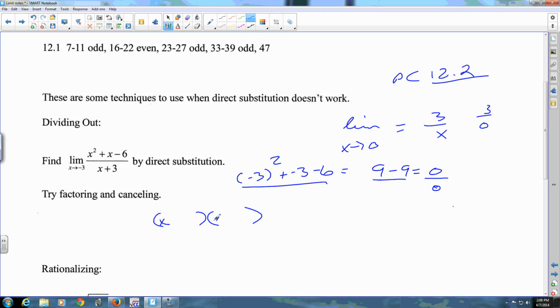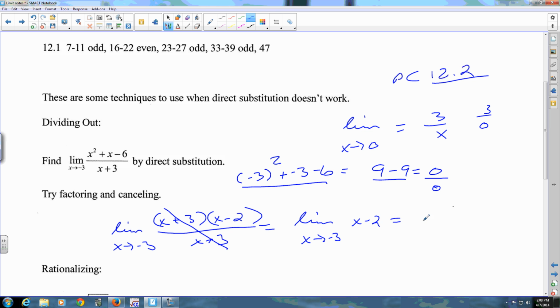I know a lot of y'all are cringing, oh, factoring, I don't like factoring. So it factors as x plus 3 times x minus 2 over x plus 3. Notice this is going to cancel. You were taking the limit as x goes to negative 3. That cancels out, and now you have the limit as x goes to negative 3 of x minus 2. Now try direct substitution, and you'll see that you get negative 5. There you go.